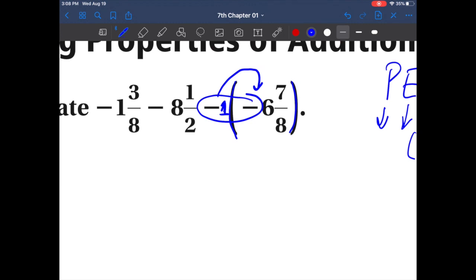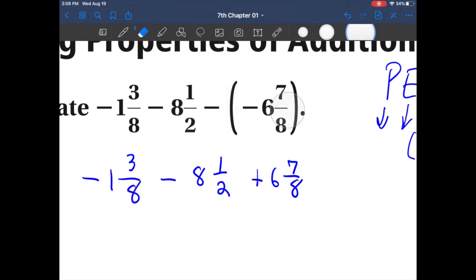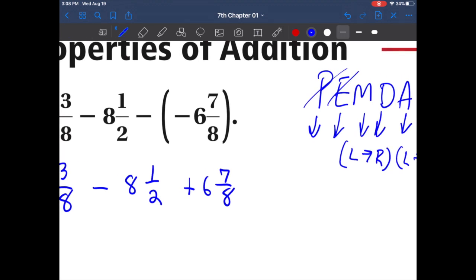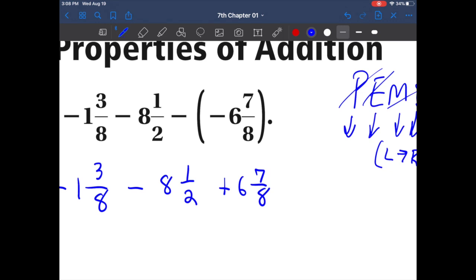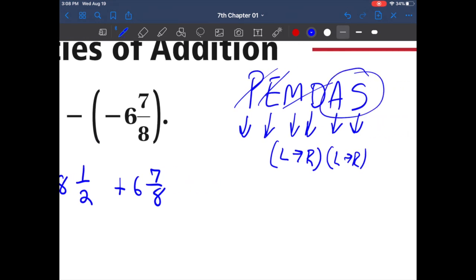So let's rewrite our entire problem. So we have plus 6 7/8. Let's drop that down. We have negative 8 1/2. Then we have negative 1 3/8. Okay, so we have this problem here. Now, do we have any more parentheses? Nope. Do we have any exponents? Nope. Do we have any multiplication or division? Nope. We got addition and subtraction.